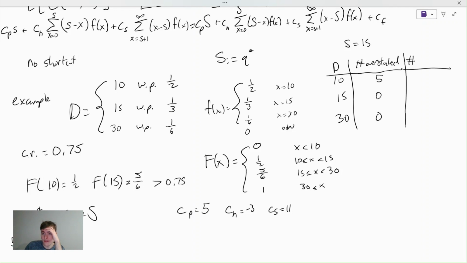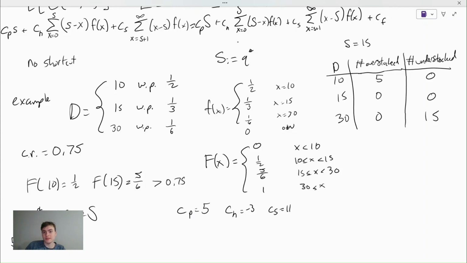And then number understocked is how much we came short, how much demand we were unable to fulfill. So in these two cases, we fulfilled all the demand. In this one, we had 15 unfulfilled, right? So of all the values from 0 to big S, really there's just 3 values where this f of x is a positive probability, right? So that's what we care about.